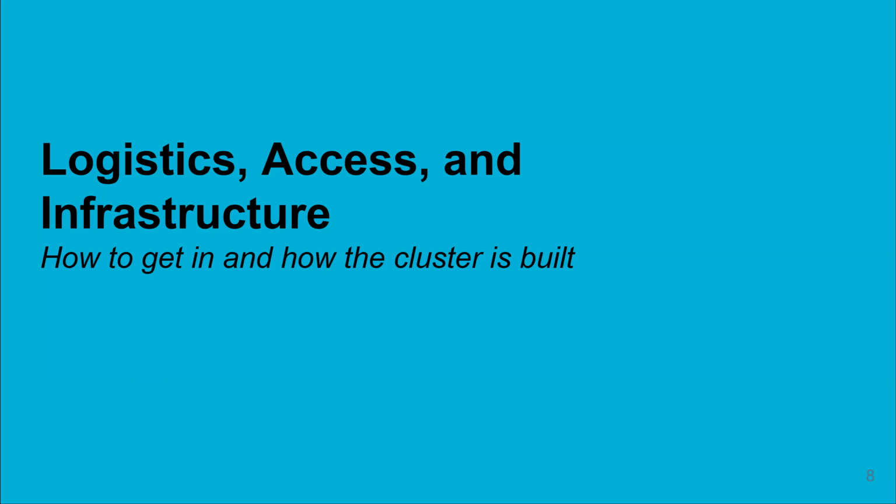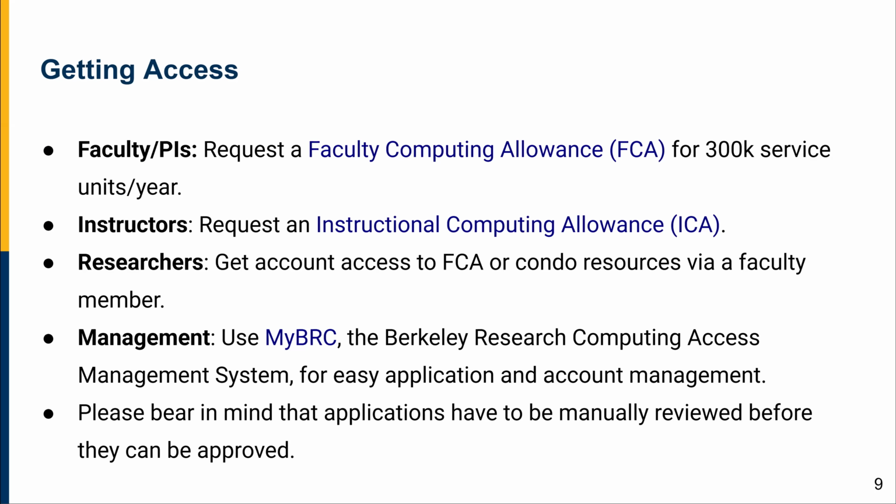Okay, logistics, access, infrastructure: how to get in, how the cluster is built. Getting access, I'm not going to read this, but basically if you're associated with Berkeley in any way you can get access to Savio. You want to manage your Savio account and access through MyBRC, which is the way you create an account and generate your passwords and stuff like that. After you leave Berkeley, you still have access to Savio, even if you lose your Berkeley email. And one thing to bear in mind is that applications for any resource on Savio have to be manually reviewed before they can be approved, which can cause some time lag of about a week or so after requesting an account, but someone will look at your request for compute or accounts.